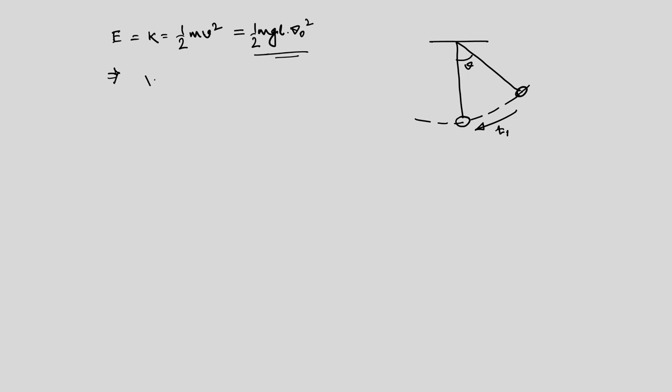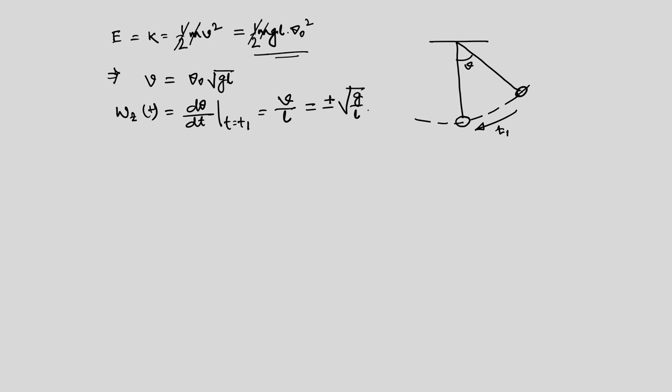Now, obviously, in that case V we can find out. So, we can cancel half m. So, we are left with theta naught square root of G L. Now, at this point again we can also calculate angular velocity. So, it is d theta dt at t is equal to t 1. So, that you can show that it is V by L, and in this case we already know what is V. So, we have plus minus square root of G by L theta naught.